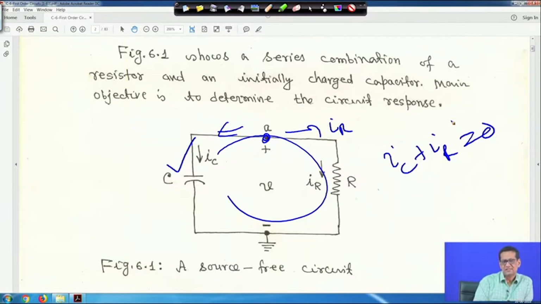Although it is the same circuit, for some analysis we will do this. This side is your voltage, right. V is the voltage across the capacitor or across the resistor, it is the same, right. It is a source free circuit, there is no independent source in the circuit, assuming that the capacitor was initially charged, and if you apply KVL at this point, IC plus IR is equal to 0, right. So, this is a source free circuit.